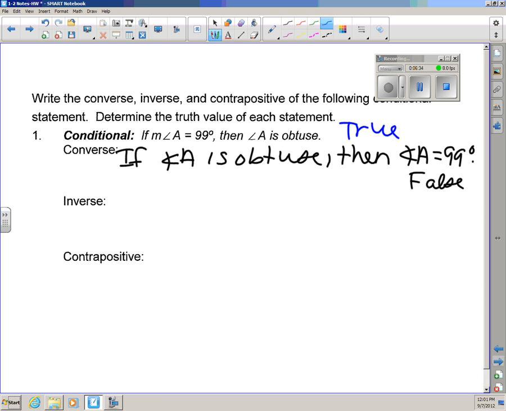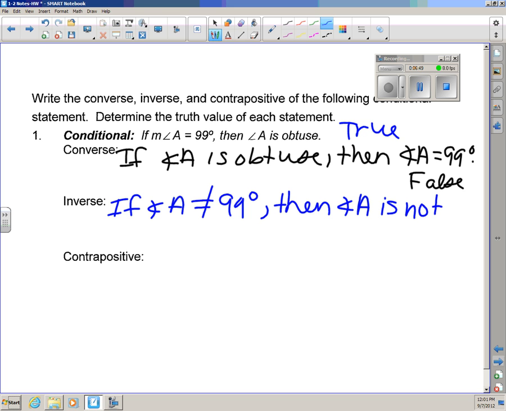Well, that's false because an obtuse angle can be any angle that's greater than 90. Inverse, I go back to my conditional and I negate the original. If angle A does not equal 99 degrees, then angle A is not obtuse. Well, just because it's not 99 degrees doesn't mean it can't be obtuse. It could be 100 degrees and it will be obtuse. So this happens to be false.